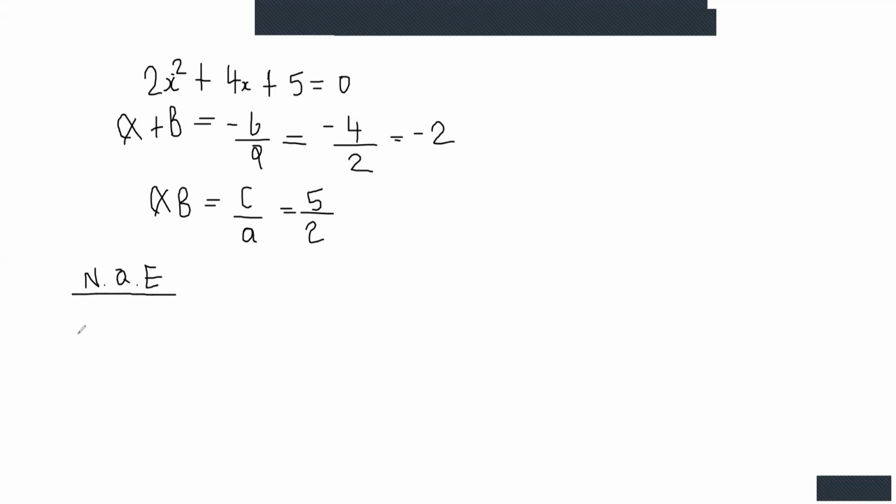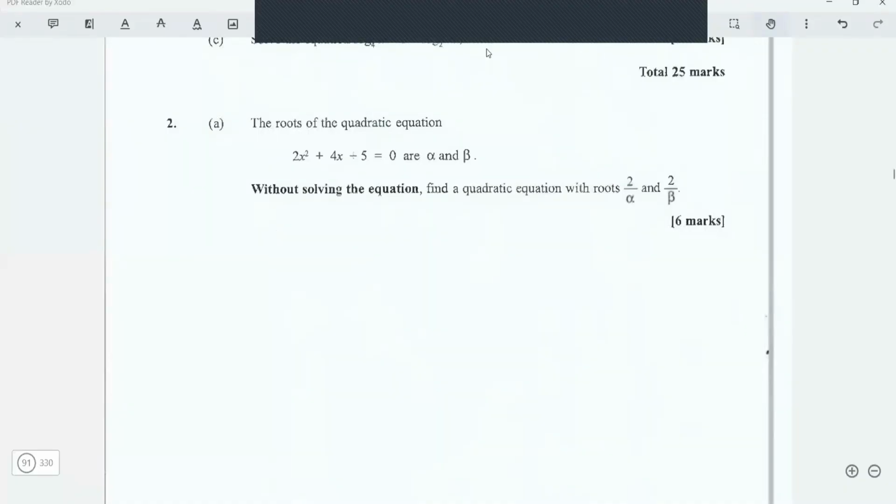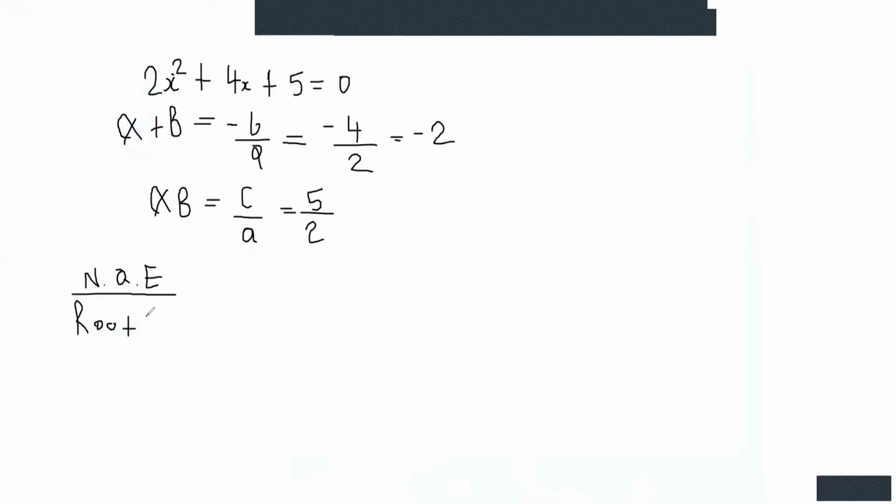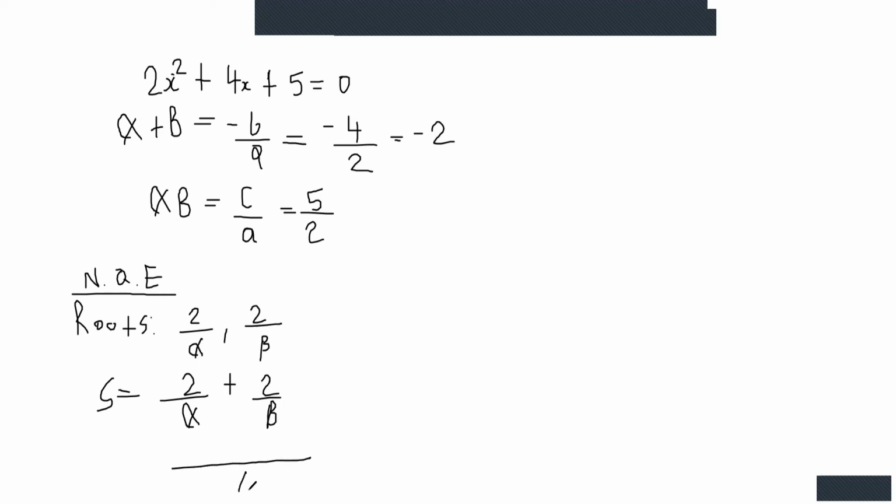New quadratic equation, and they say the roots are supposed to be 2 over alpha and 2 over beta. So the first thing is we need to find the new sum, right? So the sum of the new roots is going to be 2 over alpha plus 2 over beta. And you're going to divide this now by alpha beta, so we can write it as one fraction.